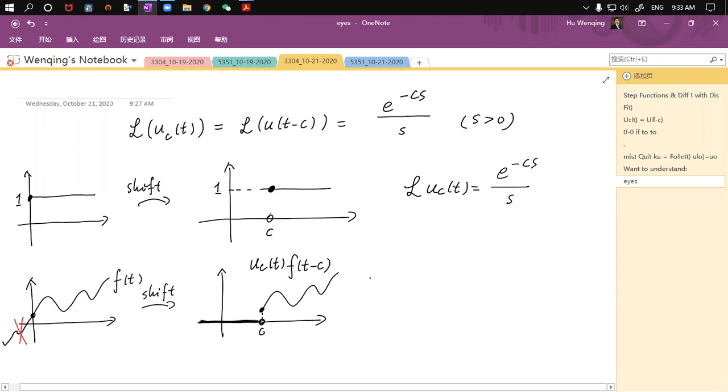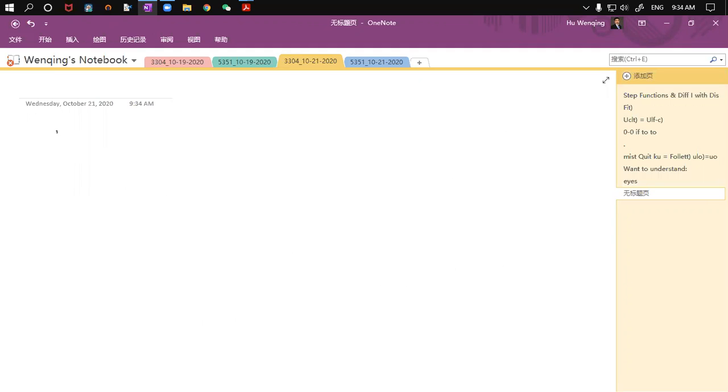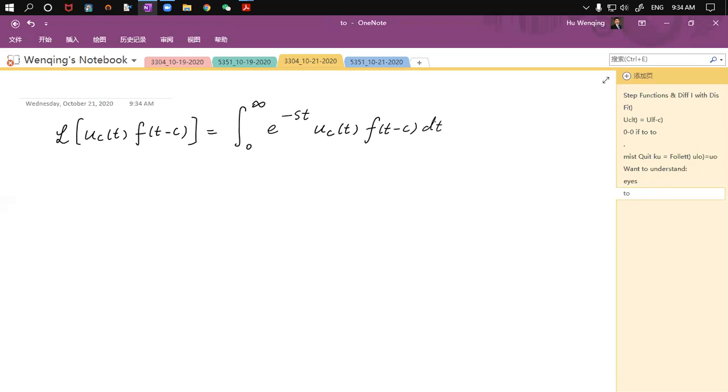Okay, so we would like to consider the Laplace transform of this shifted function f of t minus c. Is that good, family? So how do we understand the Laplace transform of this shifted function? The idea is very simple. If you just perform this calculation, the Laplace transform of u_c of t f of t minus c, by definition, is the integral from 0 to infinity of e to the minus s t multiplied by u_c of t multiplied by f of t minus c dt.